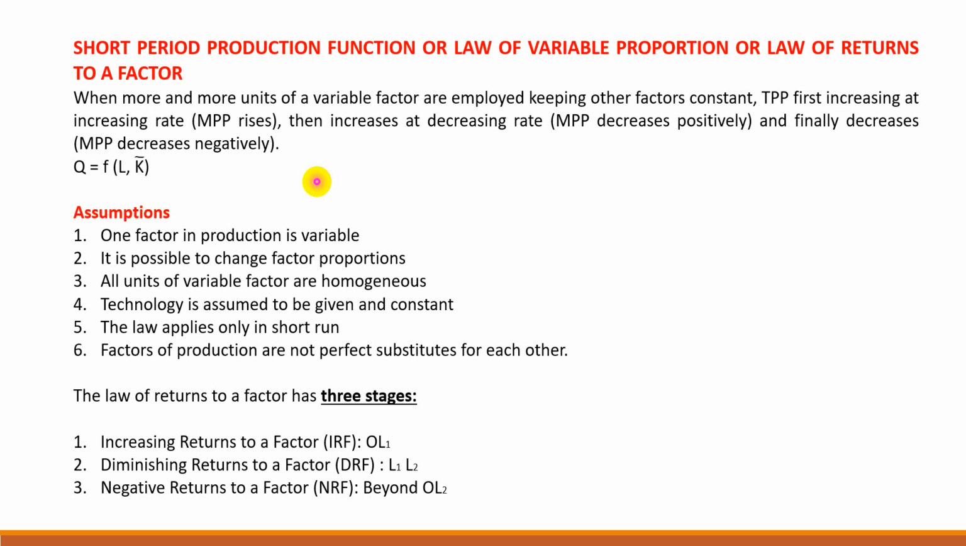Suppose labor and capital are the two factors of production, and of the two, labor is a variable factor and capital is a fixed factor. Then the short-run production function can be expressed as Q equals a function of L, that is labor, and K, capital, which is constant, K bar.